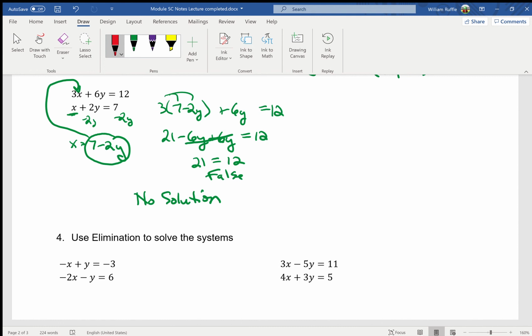That's about 15 minutes. We're going to stop on this one, and I'll finish up the rest on the next one.